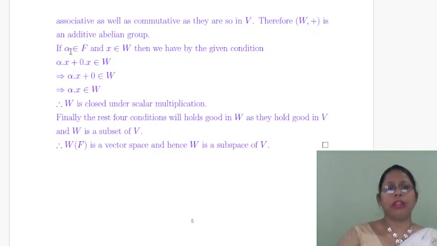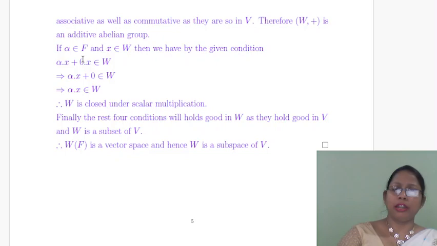If alpha belongs to F and x belongs to W, then by the given condition, alpha x plus 0 y belongs to W. Here I am putting beta equal to 0. Then I will get alpha x belongs to W. That means W is closed under scalar multiplication. That is, alpha x belongs to W, so W is closed under scalar multiplication.